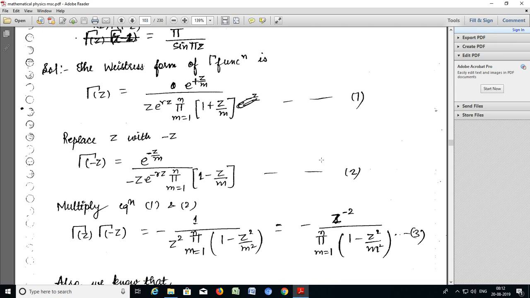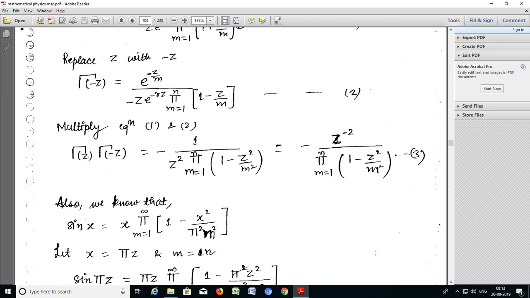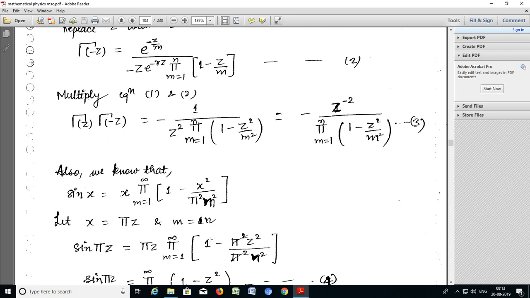Now replace z by minus z. So everywhere where it was z, change it into minus z, and let us write this as equation number 2. Now multiply equation number 1 with equation number 2. So we get gamma z, gamma minus z equal to minus of this whole term. Just multiply the two. The e to the power terms will cancel out, z and z will multiply, negative sign comes. This is minus z to the power minus 2, rest of the term in the denominator.